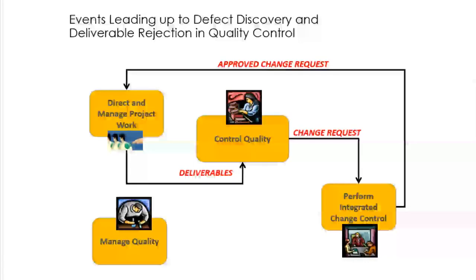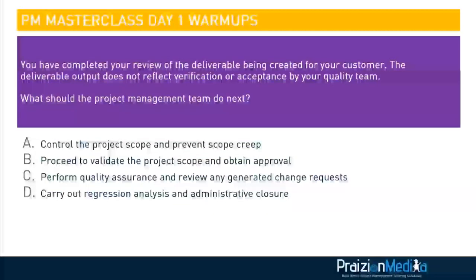Going back to the question, we can see control the project scope and prevent scope creep is in the past, since the deliverable is already created. Then B, proceed to validate the scope and obtain approval. You can't do that because your deliverable does not reflect verification or acceptance. And D, carry out regression analysis is premature. This should be done in close project or phase. So the best answer is perform quality assurance and review any generated changes. I hope that clarifies it.